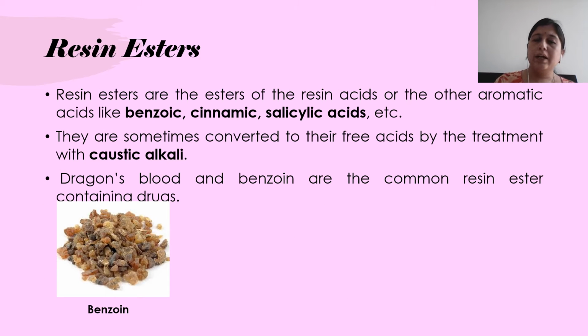Resin esters. In resin esters, they mainly have the esters of various resin acids. For example, benzoic acid esters, cinnamic or cinnamate esters, salicylic acid esters. Generally, when these esters are mixed with caustic alkali, they produce the free acids. The ester dissociates to produce the carboxylic acids. The example is benzoin, loban, which you know is used in our religious activities. This benzoin is a type of resin which is obtained from a plant.